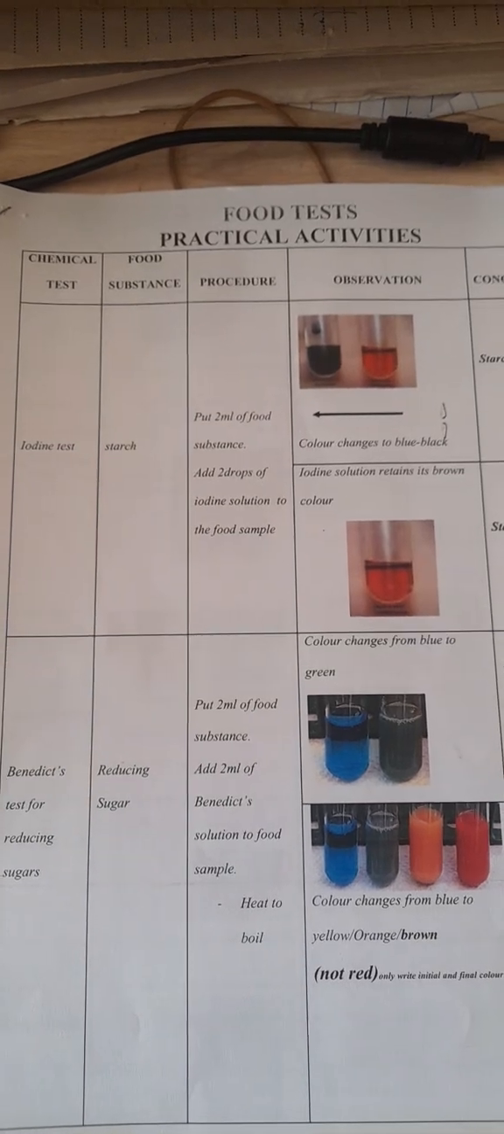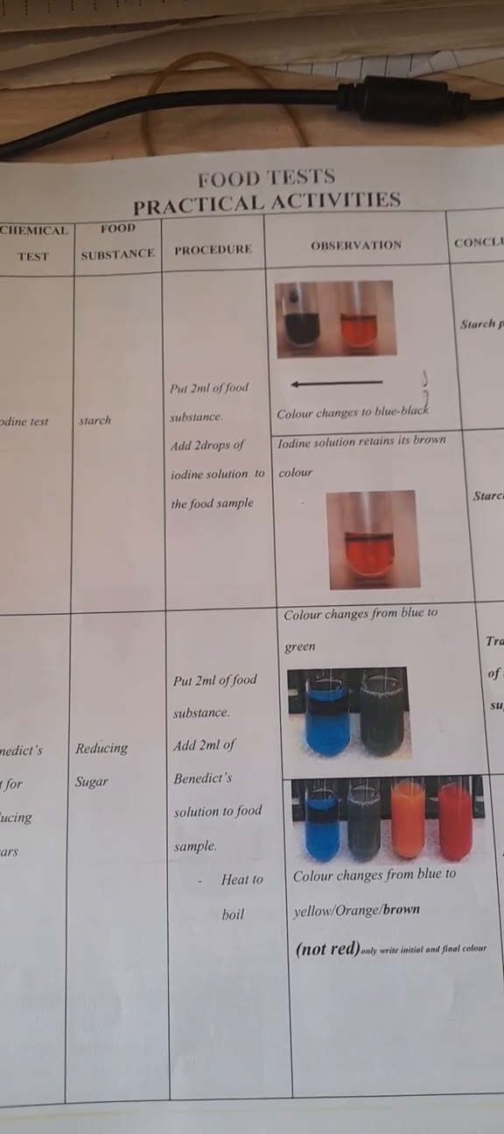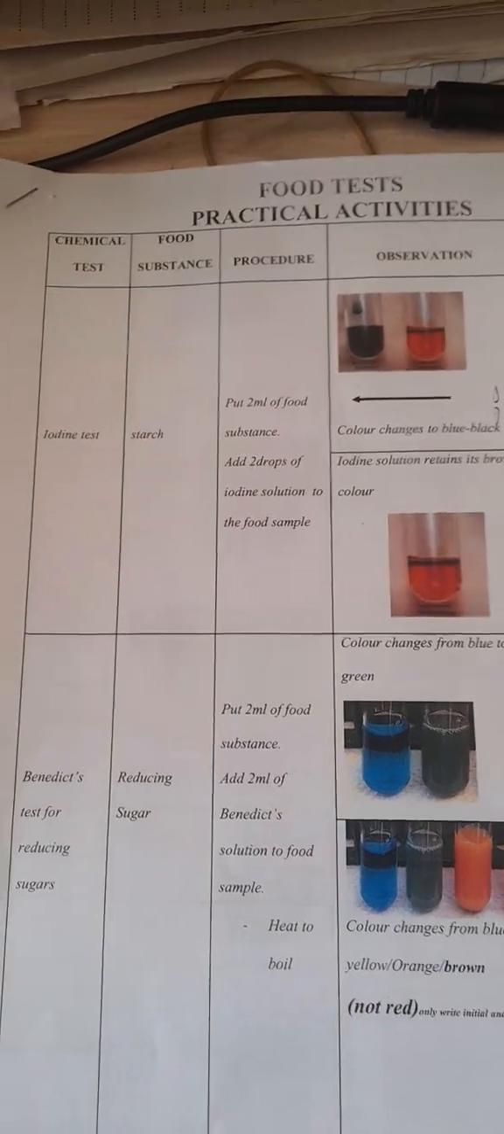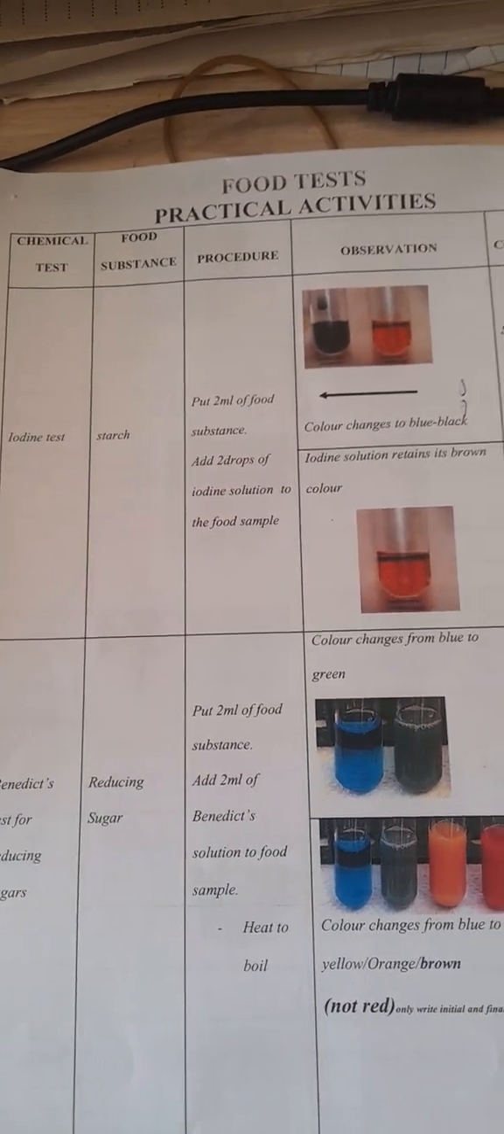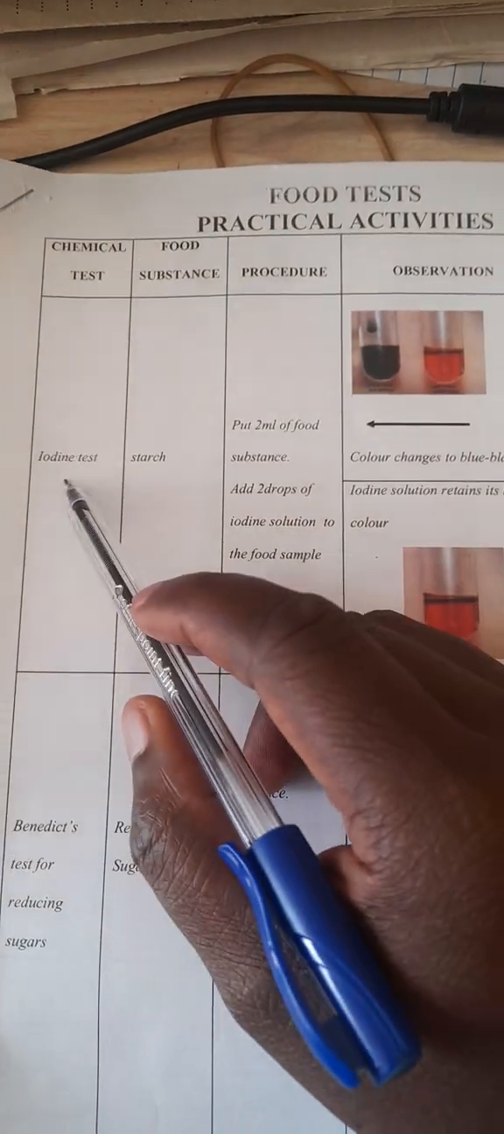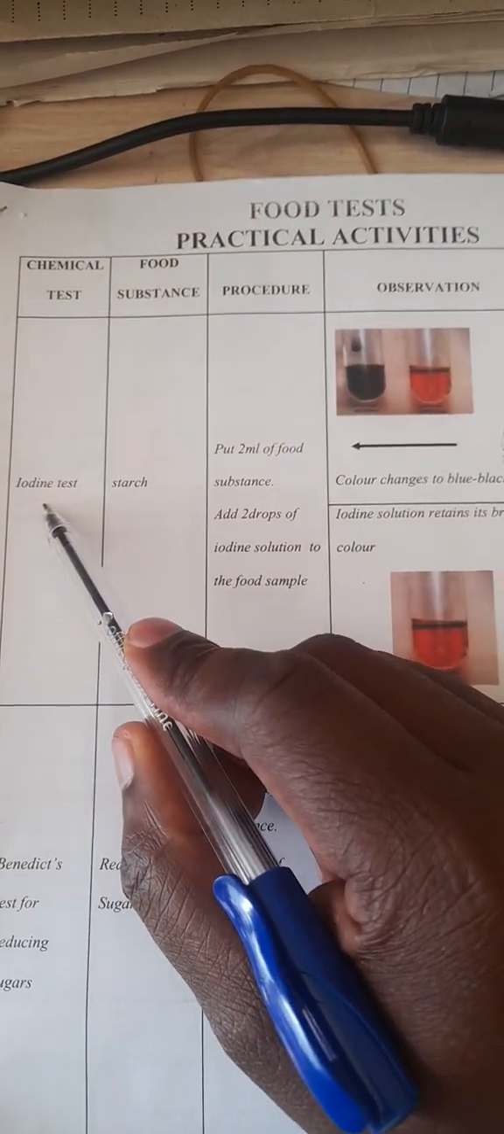Okay, welcome. Let's discuss the food test. That is a practical area. That's a paper there in biology. We have chemical tests, and let's start with the food sample, which is the starch. What are we using? We're using the iodine test.